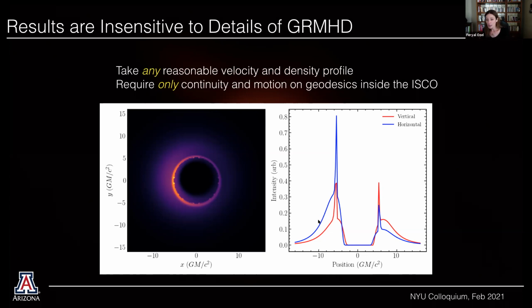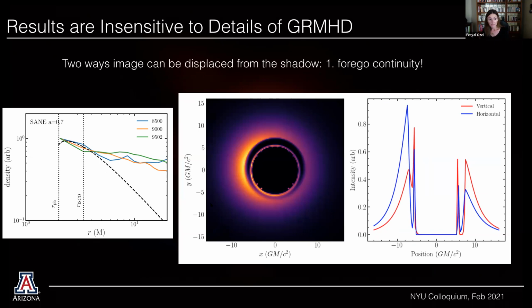The only way to make a hole, and the only way holes have ever been made in the literature, is you take what you consider to be your sensible density profile that requires continuity, and you basically forego it. You set it to 0 interior to the ISCO.